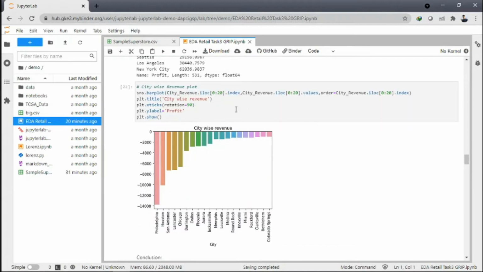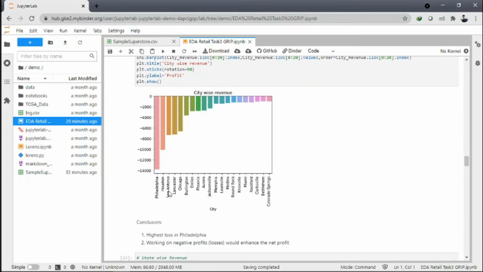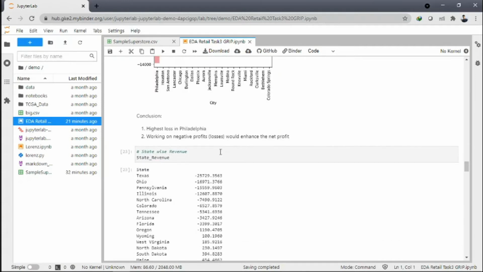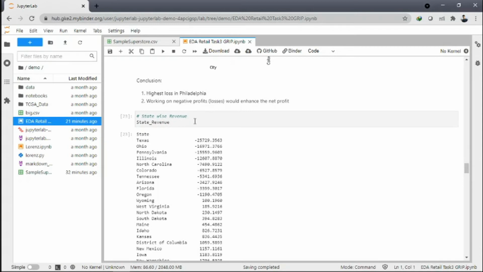Here we are plotting the city-wise revenue plot using a bar plot, and we are selecting 0 to 20 indexing. As there are many cities here, and this is profit, and it's negative, so obviously it's showing the loss. The highest loss is in Philadelphia, then Houston, then San Antonio, and so on. So the conclusion is highest loss in Philadelphia, and working on negative profit, that means losses, would enhance the net profit, obviously. Now we are seeing the state-wise revenue.